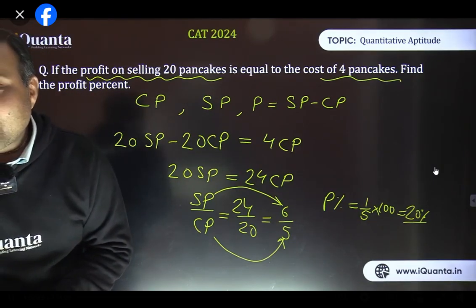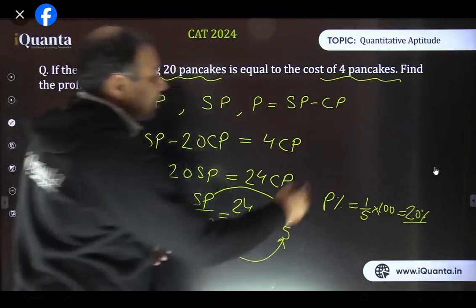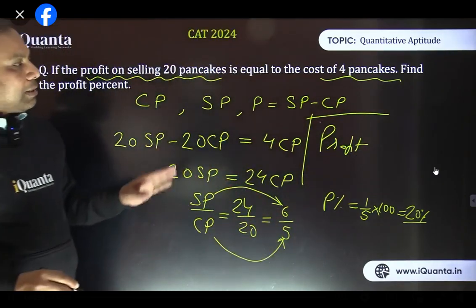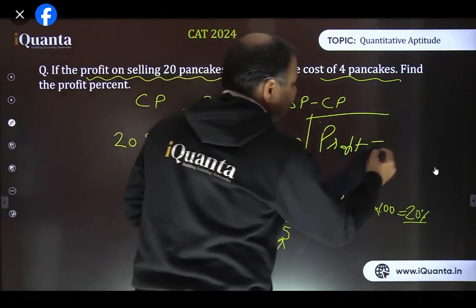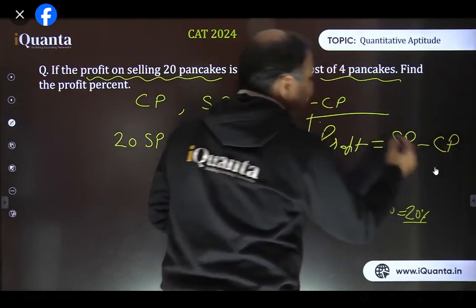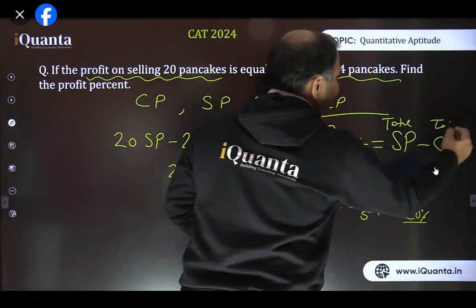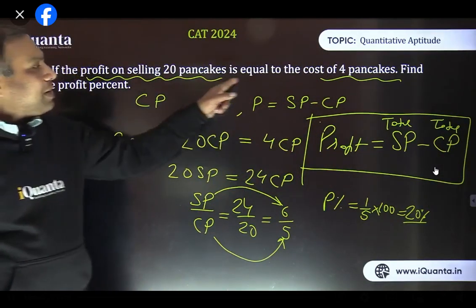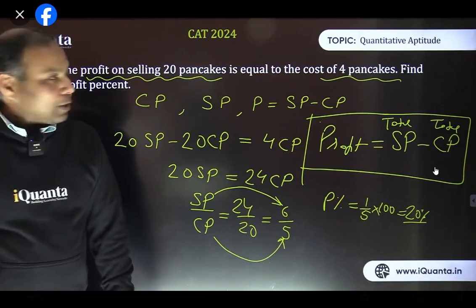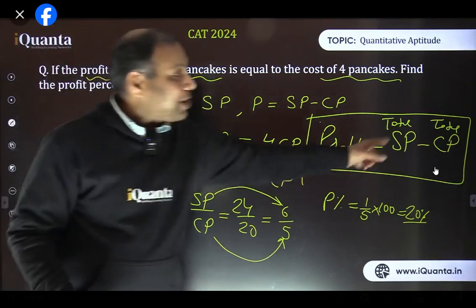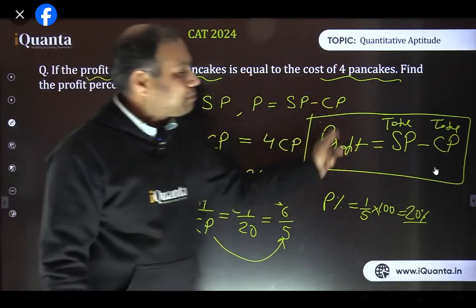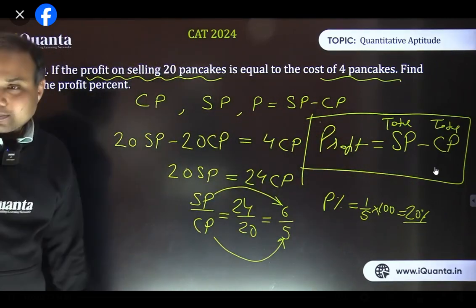Anshika is asking why minus 20 CP is written. Brother, how do you calculate profit, Anshika? We did this in the beginning part. Always remember, whenever we are talking of profit and loss, profit is the difference of selling price minus cost price, total selling price and total cost price. So in this case, profit is given equal to the cost of 4 pancakes. On selling 20 pancakes, that's why 20 SP minus 20 CP. That's it.